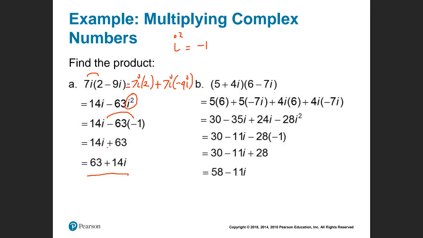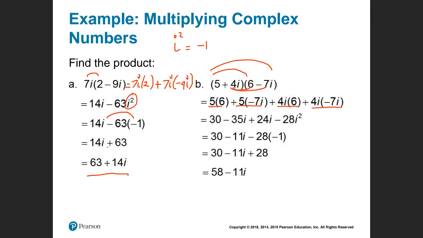Use FOIL. Okay, so 5 times 6, we got 5 times 6 over here. 5 times negative 7i, we have 5 times negative 7i. 4i times 6, we got 4i times 6. Next, 4i times negative 7i. Yeah, so we can solve now. 5 times 6 is 30. Positive times negative is negative. 5 times 7 is 35i. Don't forget the i.